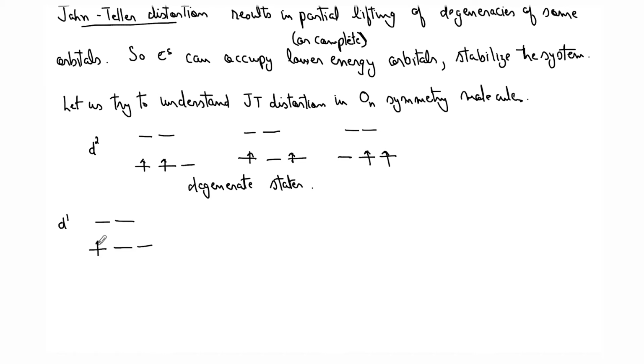D1 will have degeneracy, right? D2, we have already seen D2, but let me draw it here again. So D2 will also have degeneracy. Now D3. Now if you see D3, all three orbitals of T2G are symmetrically filled. That means there is no degeneracy possible, right? Okay, so now let us look at D4.